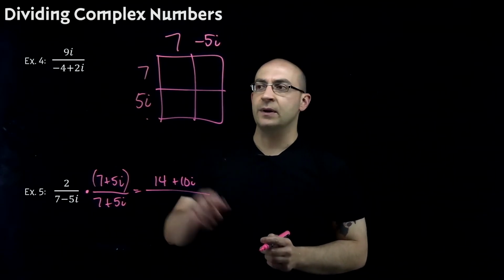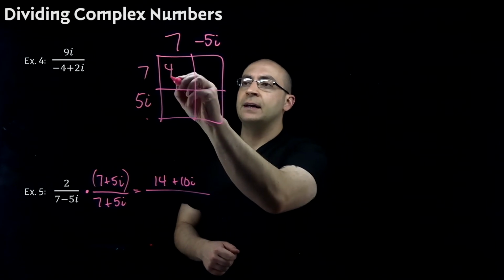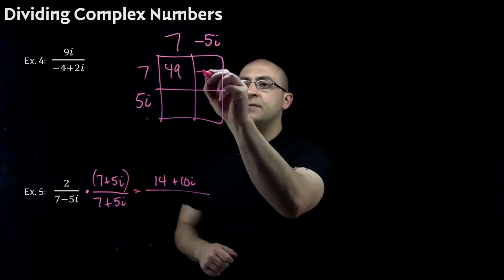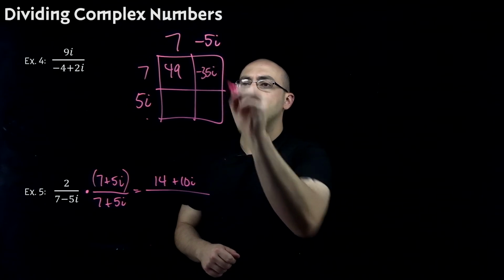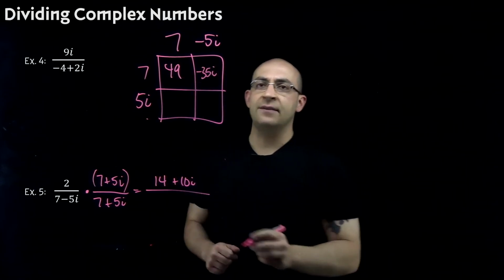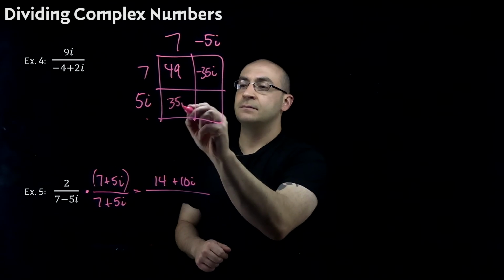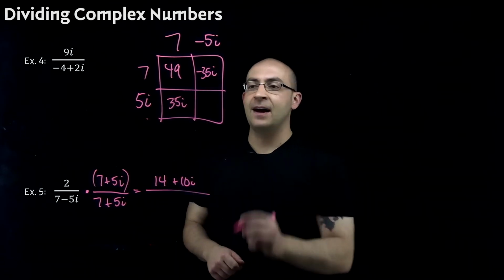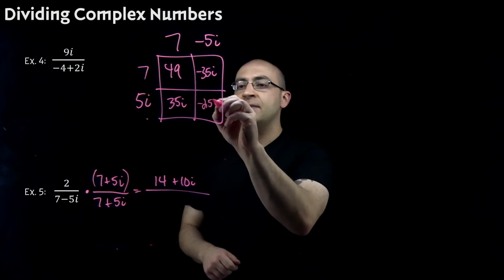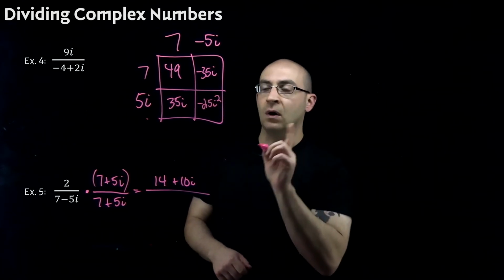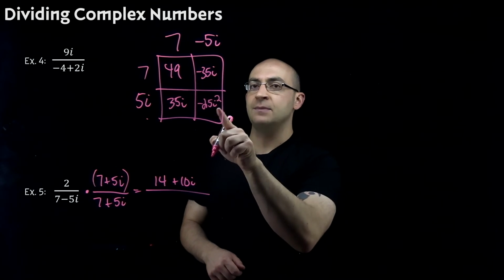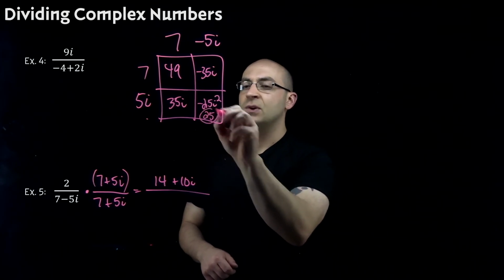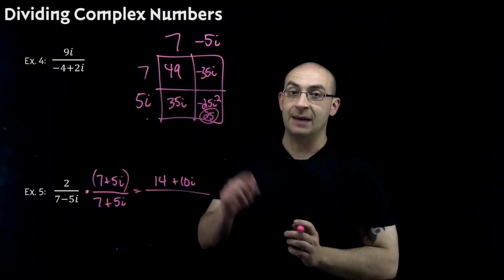And let's fill in our squares. 7 times 7 is 49. 7 times -5i is -35i. 5i times 7 is 35i. Do you see what's going to happen here? 5i times -5i is -25i squared, or -25 times -1, which is just 25. So I'm going to circle that because that's going to be our final answer for that portion.